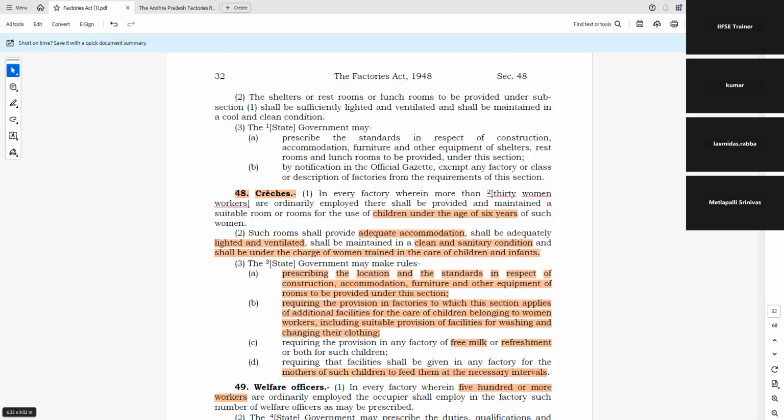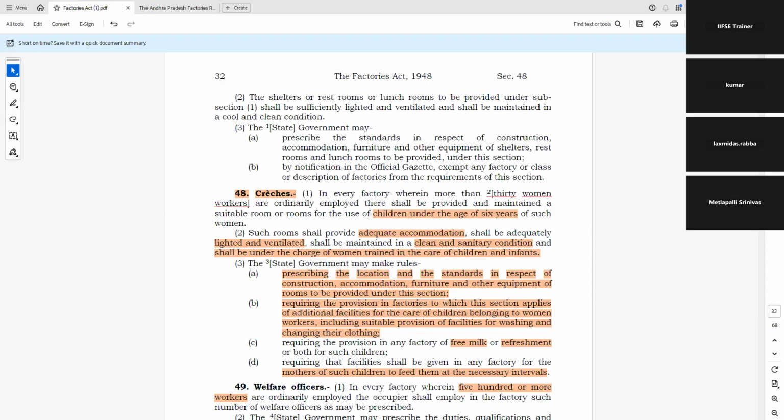Okay, great. When you talk about the creche facility, in every factory where more than 30 women workers are ordinarily employed, there shall be provided and maintained a suitable room or rooms for the use of children under the age of 6 years of such women. So up to 6 years of age, they can use this facility.